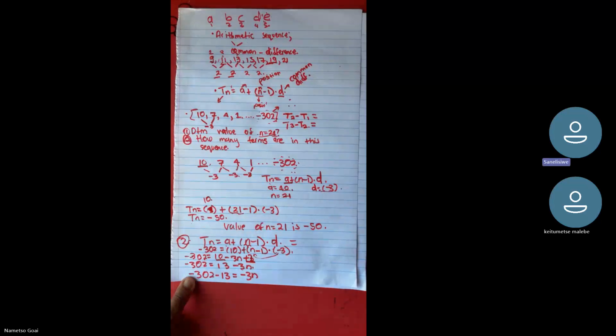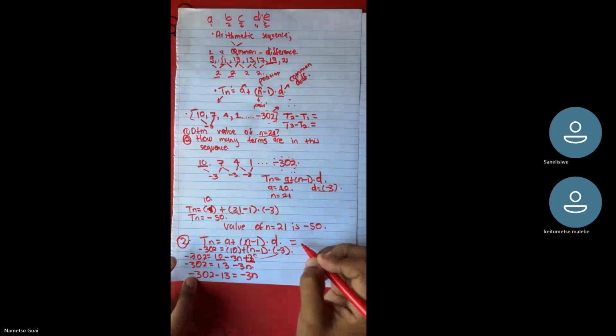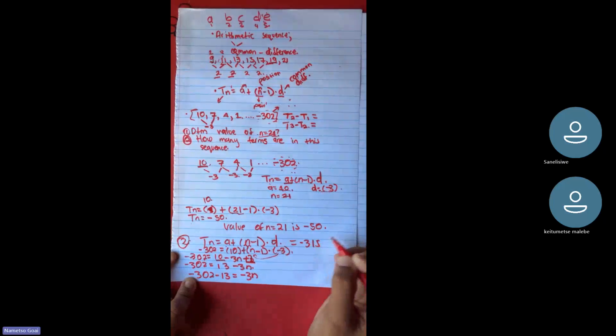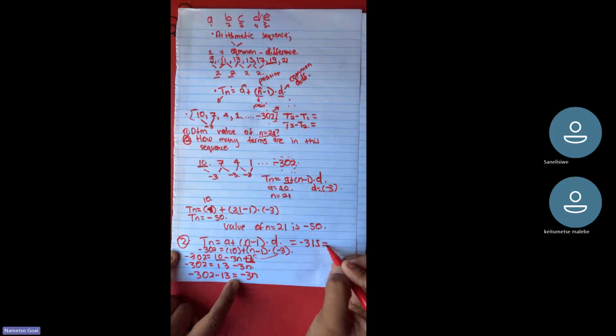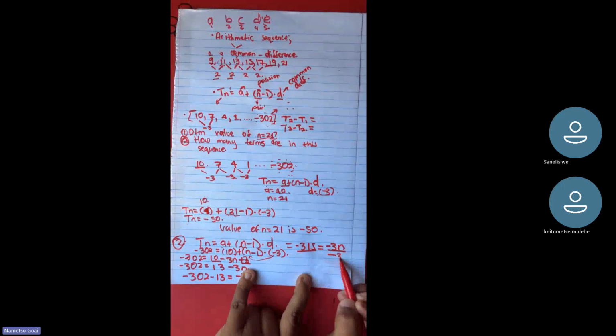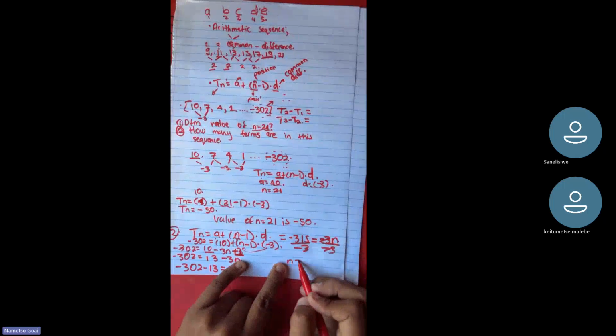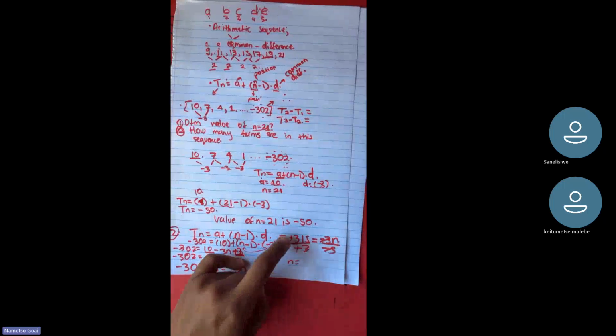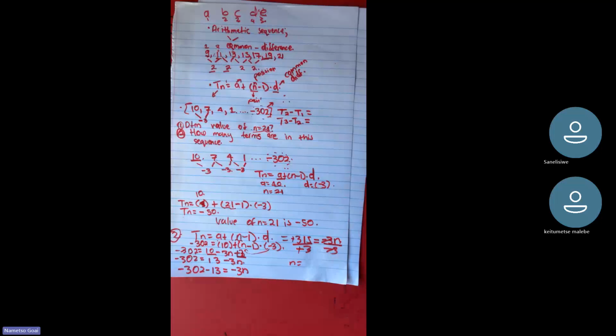Negative 315 equals negative 3n. So you have to divide both sides by negative 3. Can you do that for me? So that we can have our n equals to what? These two are going to cancel one another. Say 315 divided by 3.